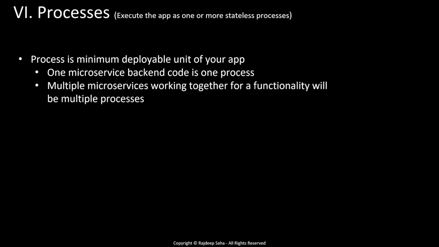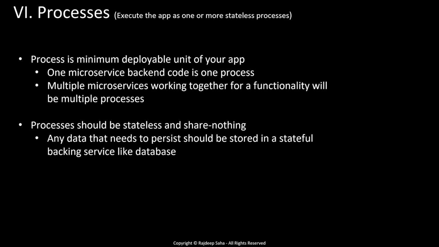Now, the next one, which is processes, allows you to make your application scalable. So the tagline is execute the app as one or more stateless processes. Think of process as the minimum deployment unit of your application. So one microservice backend code, for example, the container image we saw in the last diagram is one process. If you have multiple microservices working together for a functionality, there will be multiple processes. So processes should be stateless and share nothing, and any data that needs to persist should be stored in a stateful backing service like database.